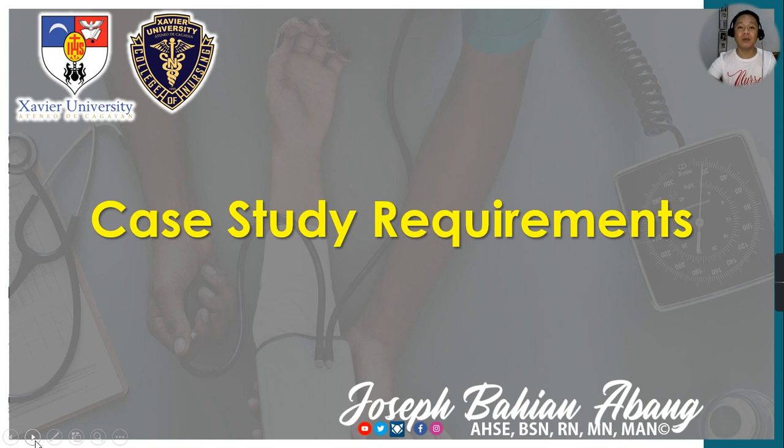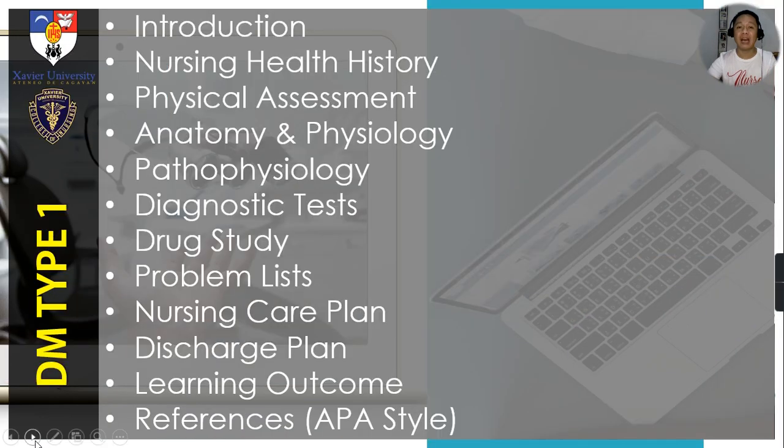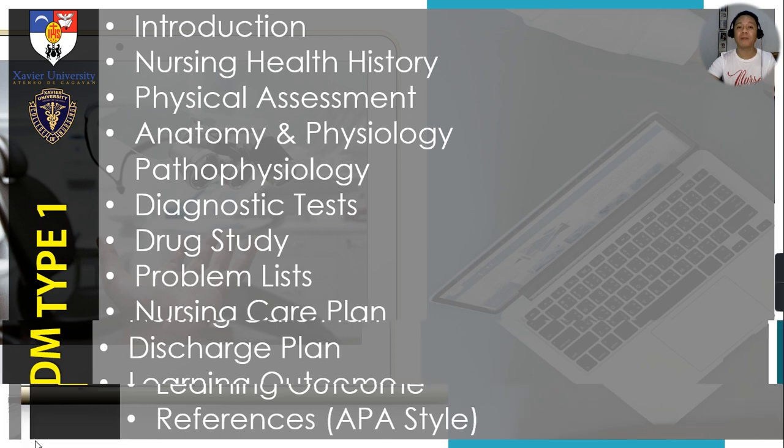This will be your case study requirements. Of course, you'll have your introduction. It's followed by the nursing health history. Next is physical assessment, anatomy and physiology, pathophysiology, diagnostic tests, drug study, problem lists, a nursing care plan, discharge plan, learning outcome, and of course your references following the APA style of reference taking.